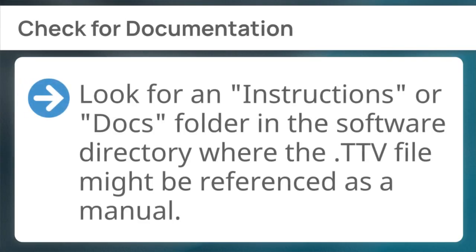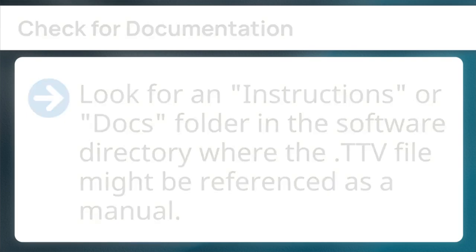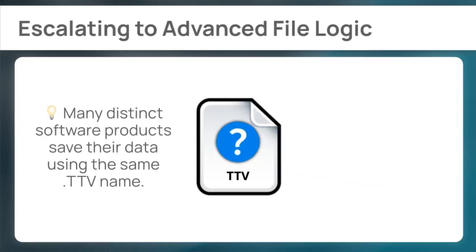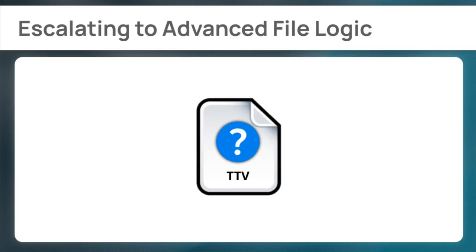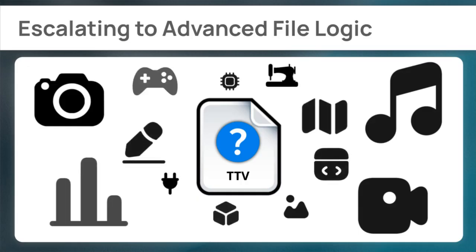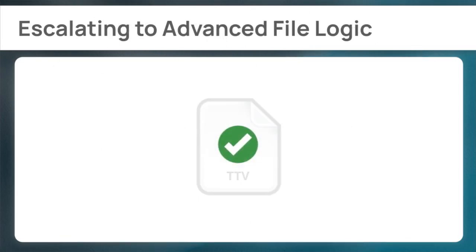Look for an Instructions or Docs folder in the software directory where the TTV file might be referenced as a manual. If compatibility checks failed, it is likely because the file extension name is shared by different developers for unrelated formats, causing your PC to use the wrong reading language. One helpful next step is to try a utility that attempts to bypass standard file associations by using raw-level data inspection to better identify the file's likely origin.